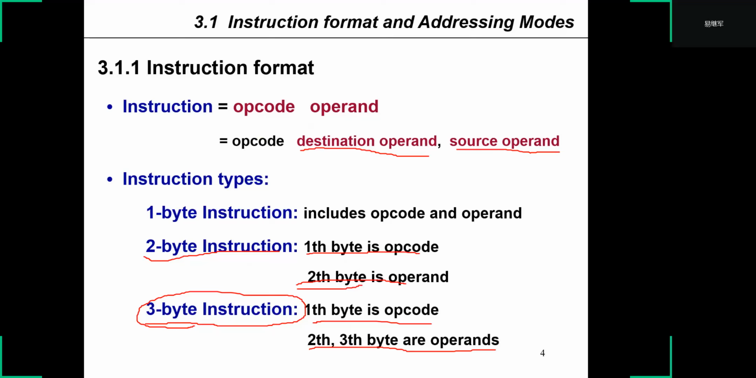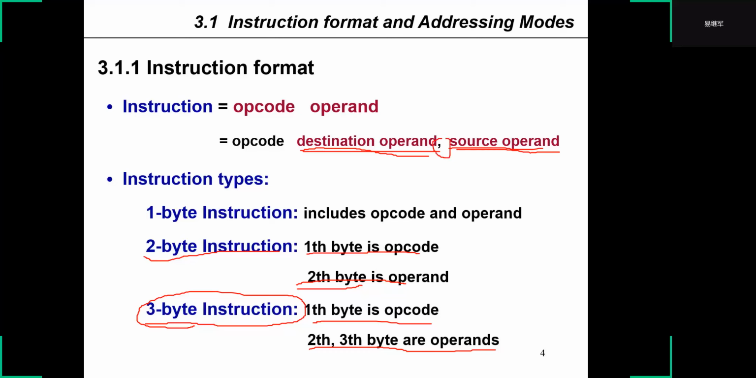It means the format is opcode, destination operand, and source operand. When we are writing the code, we need to follow this format. The destination comes before the source, with a comma between them.